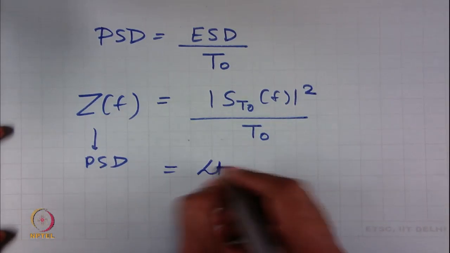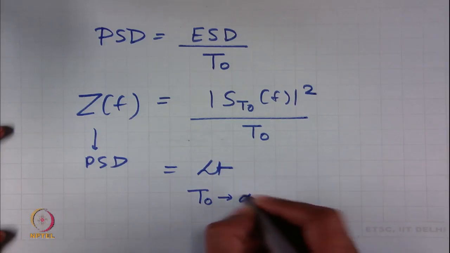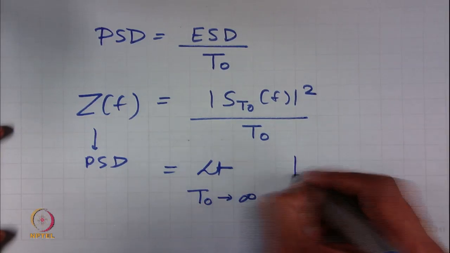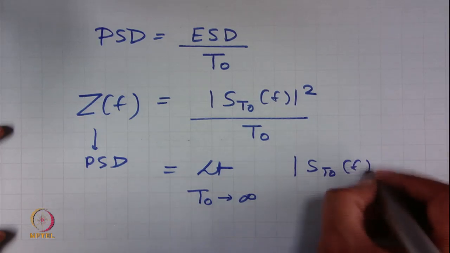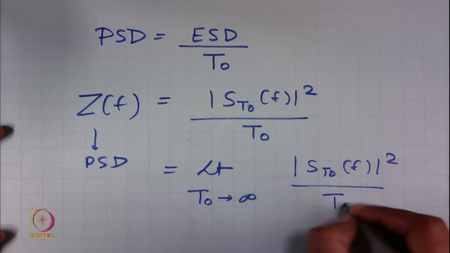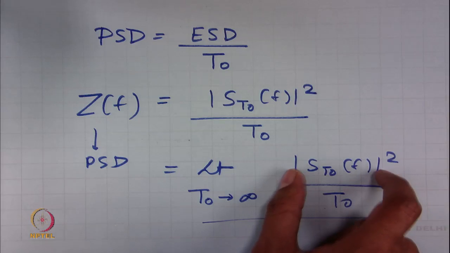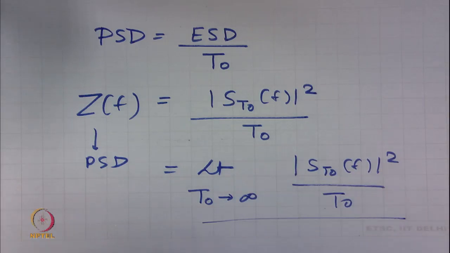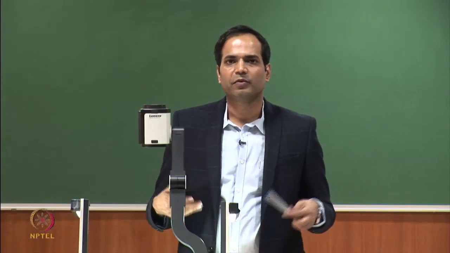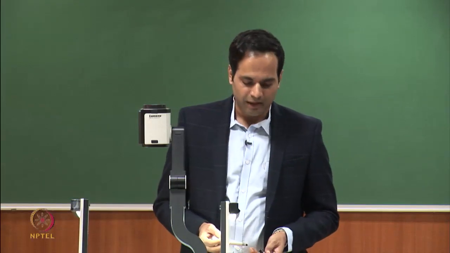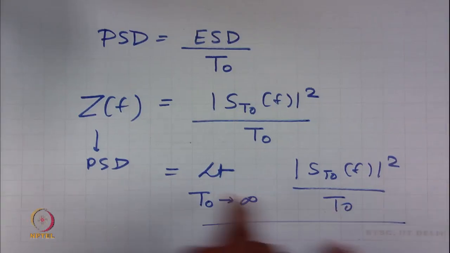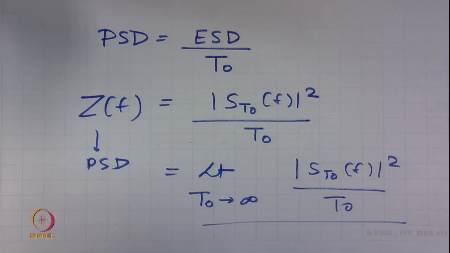Now, I can calculate this quantity by taking the limit of T naught to infinity, and this is how you define the power spectral density of S(t). First you truncate the signal for a duration of T naught, so that the energy of the signal is finite and the Fourier transform is defined, otherwise you cannot take the Fourier transform of a signal which has infinite energy. Then you divide by T naught, and then you take the limit of T naught to infinity.